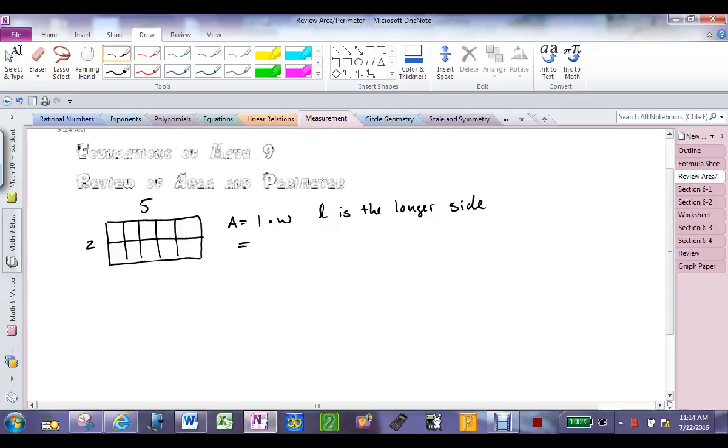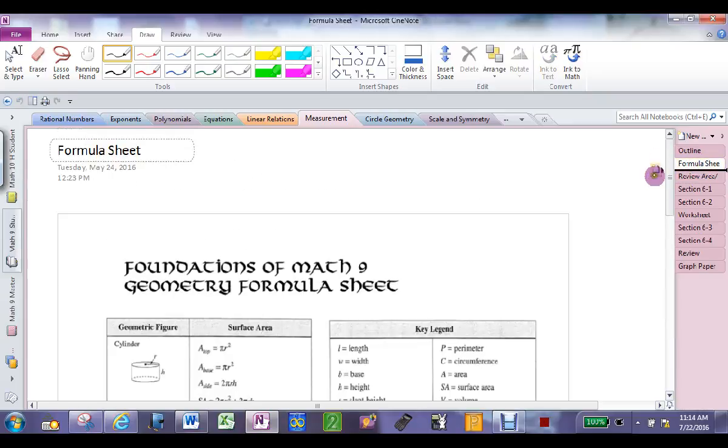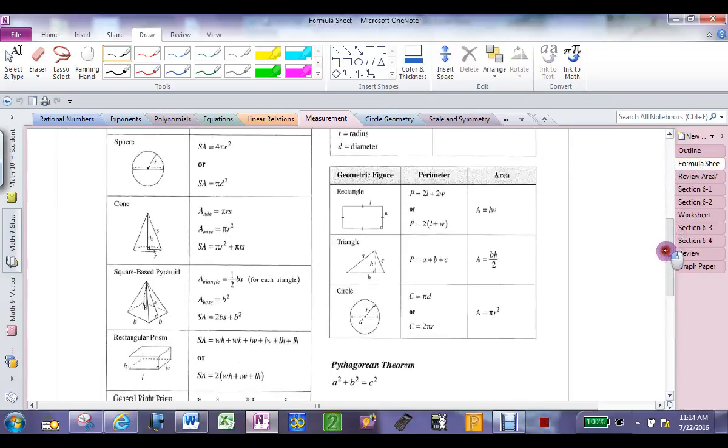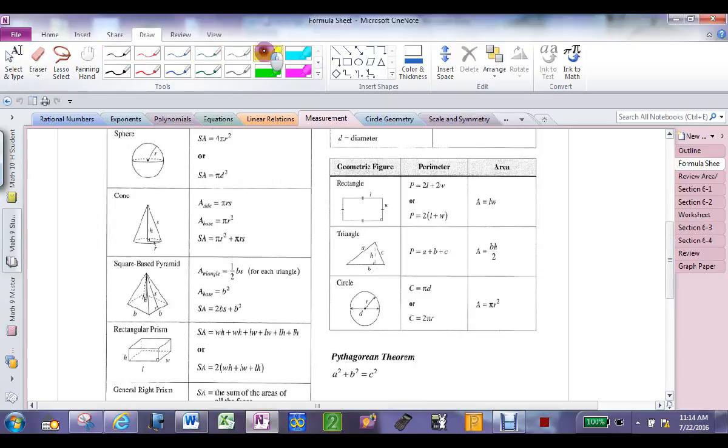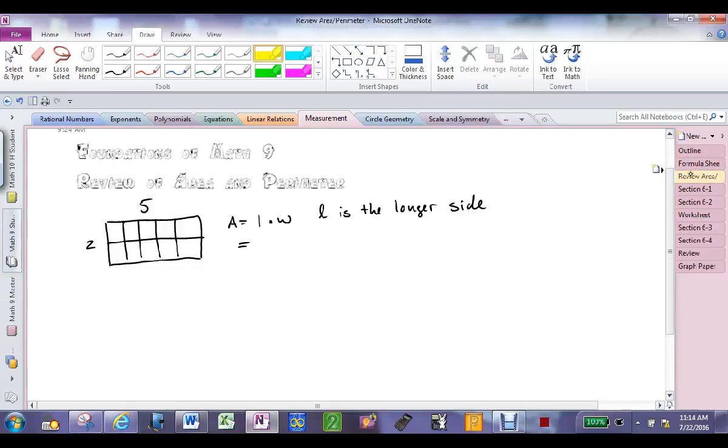L is the longer side. That's what you got to know. Okay? Now, all of you are going to stop listening right now because, okay, we got it. Because when you look on your formula sheet, you will see that you have been given area equals LW. And you will immediately stop paying attention because you feel you have the formula and you're good to go. That would be silly, but you will do it anyway.